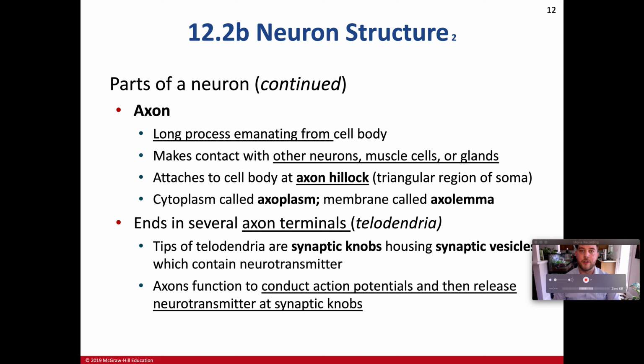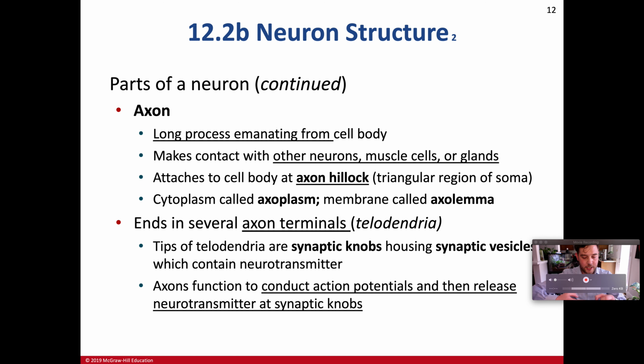It makes contact with other neurons, muscle cells, or glands. It attaches to the cell body at the axon hillock, which is just a small portion. So you have your cell body, you have your axon here, and there's a little portion right here that's called the axon hillock, which is a little triangle-shaped portion that connects the axon and the cell body. That is the only portion that actually experiences a graded potential on the axon portion.